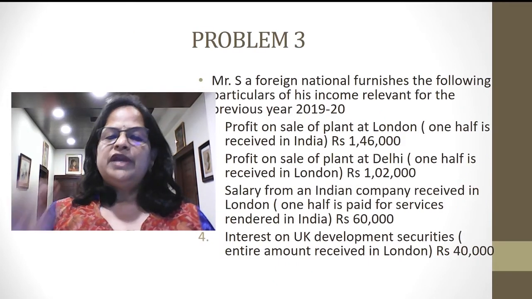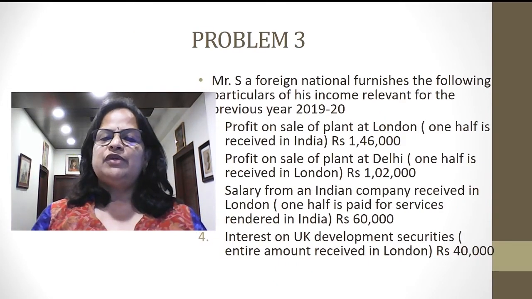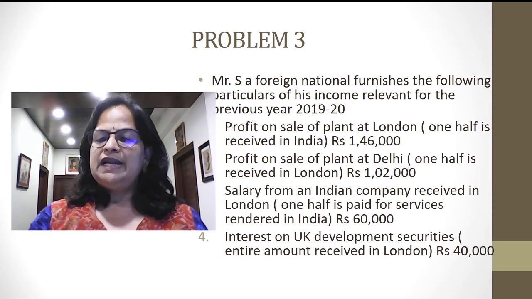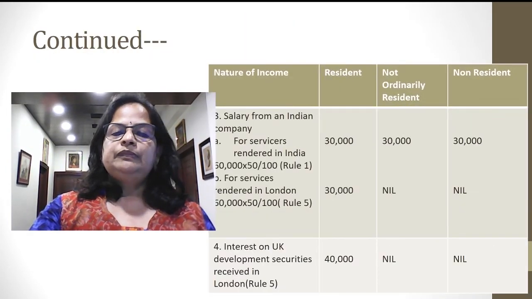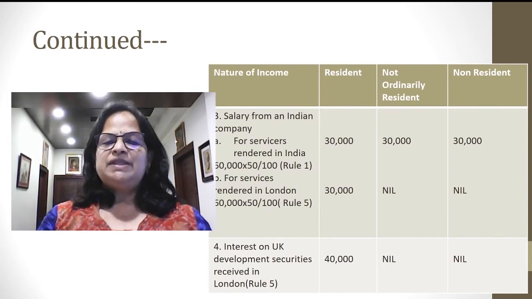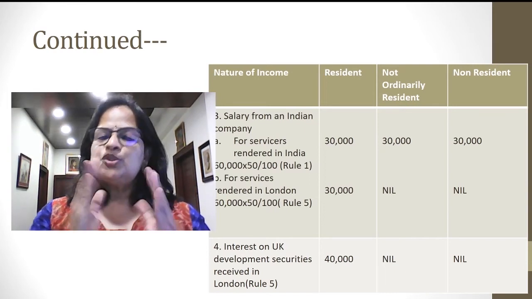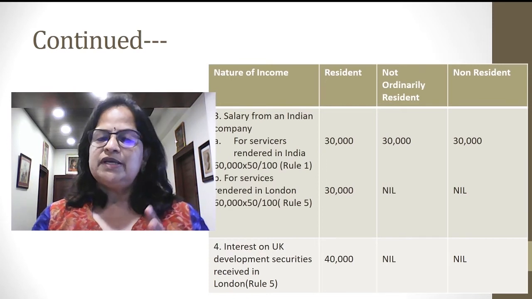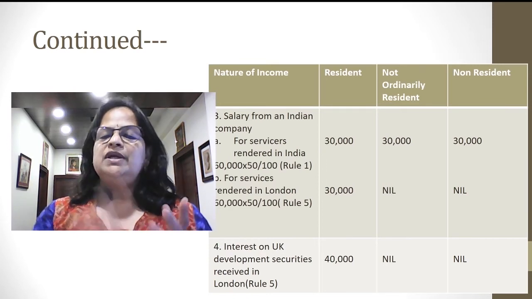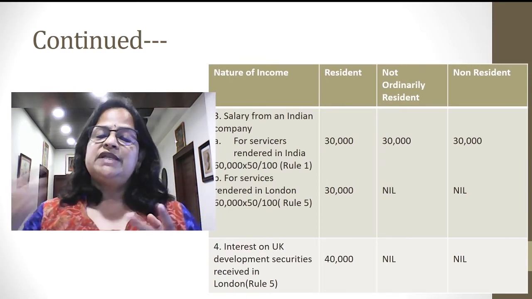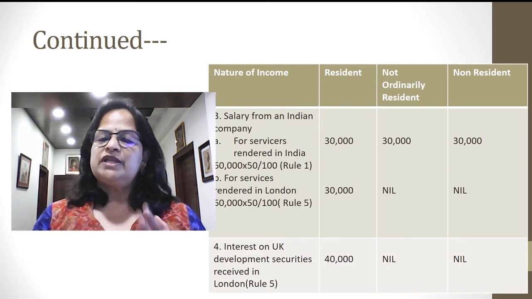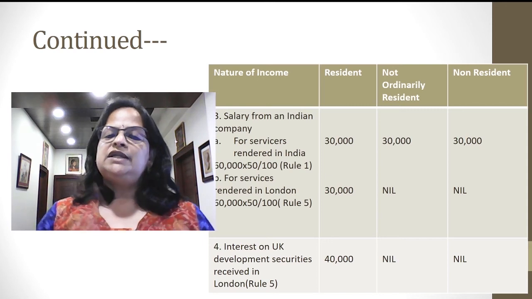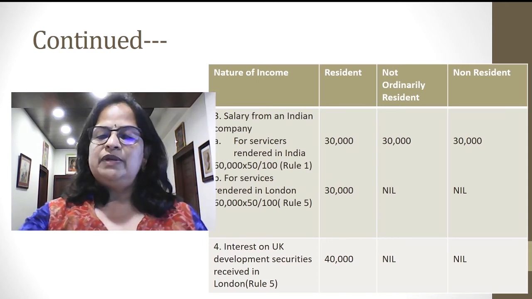Point number 4, interest on UK development securities. Entire amount is received in London. It's 40,000. So interest on UK development securities received in London, it's rule number 5 because it's not business income, it's not professional income. Income from securities, interest or dividend, it's resident only, it will be taxable. 40,000 will be taxable for the resident. Other two cases, it will not be taxable.